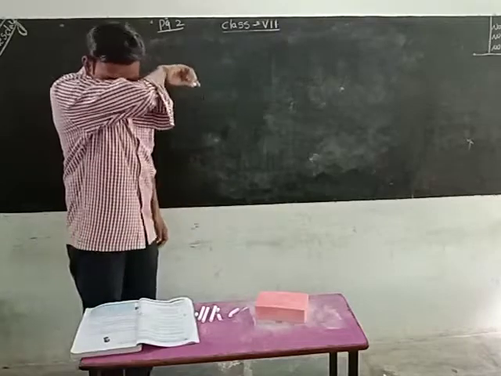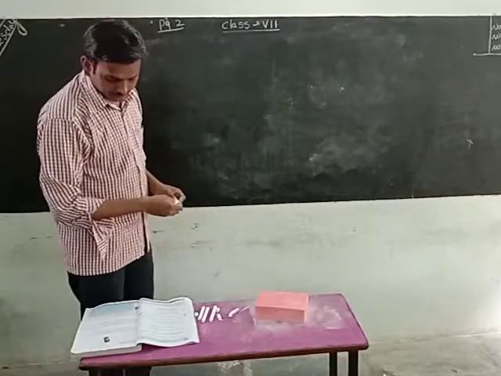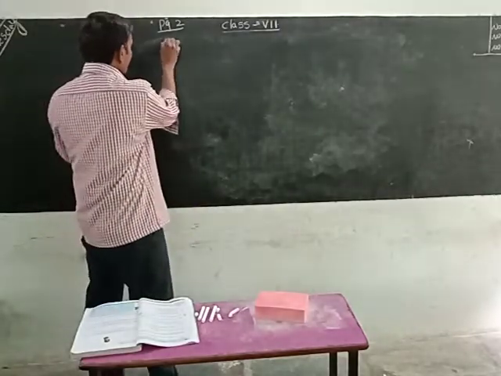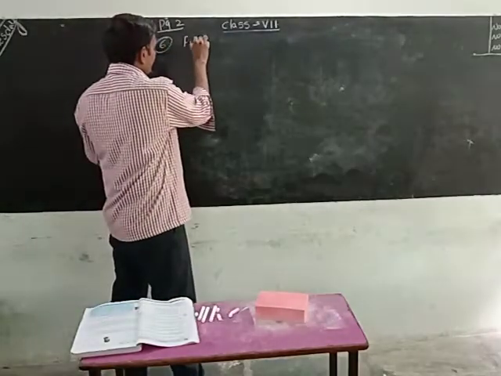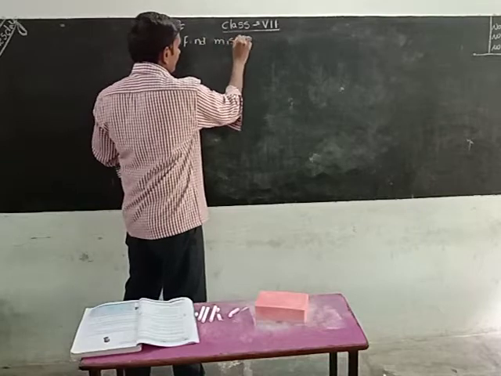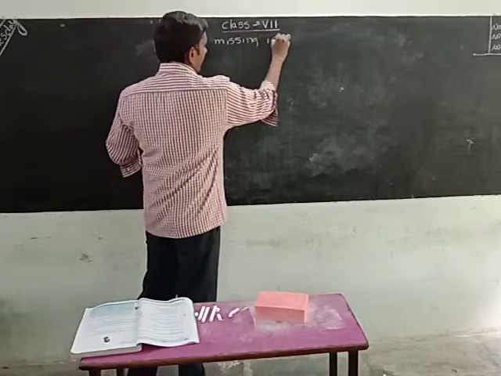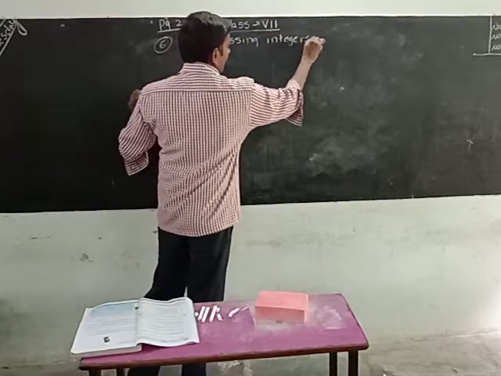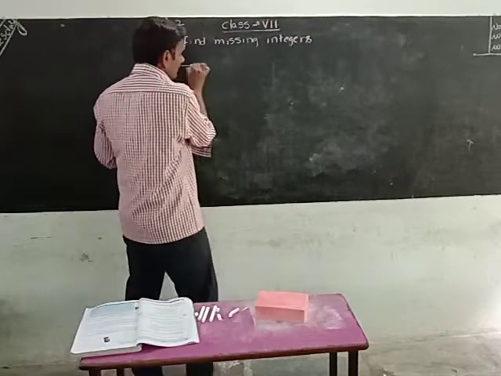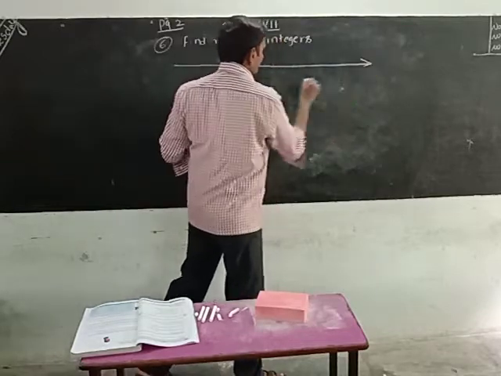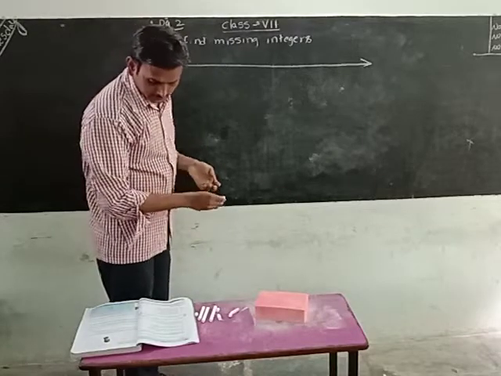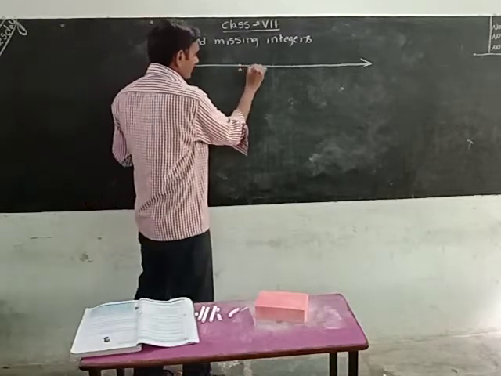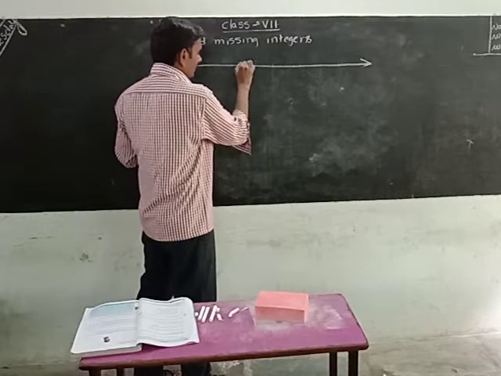Find the missing numbers. Okay, you can write the number line missing numbers. 6th one. Find the missing integers. Find missing integers. Okay, here for example like this given. Find the missing integers on the number line.